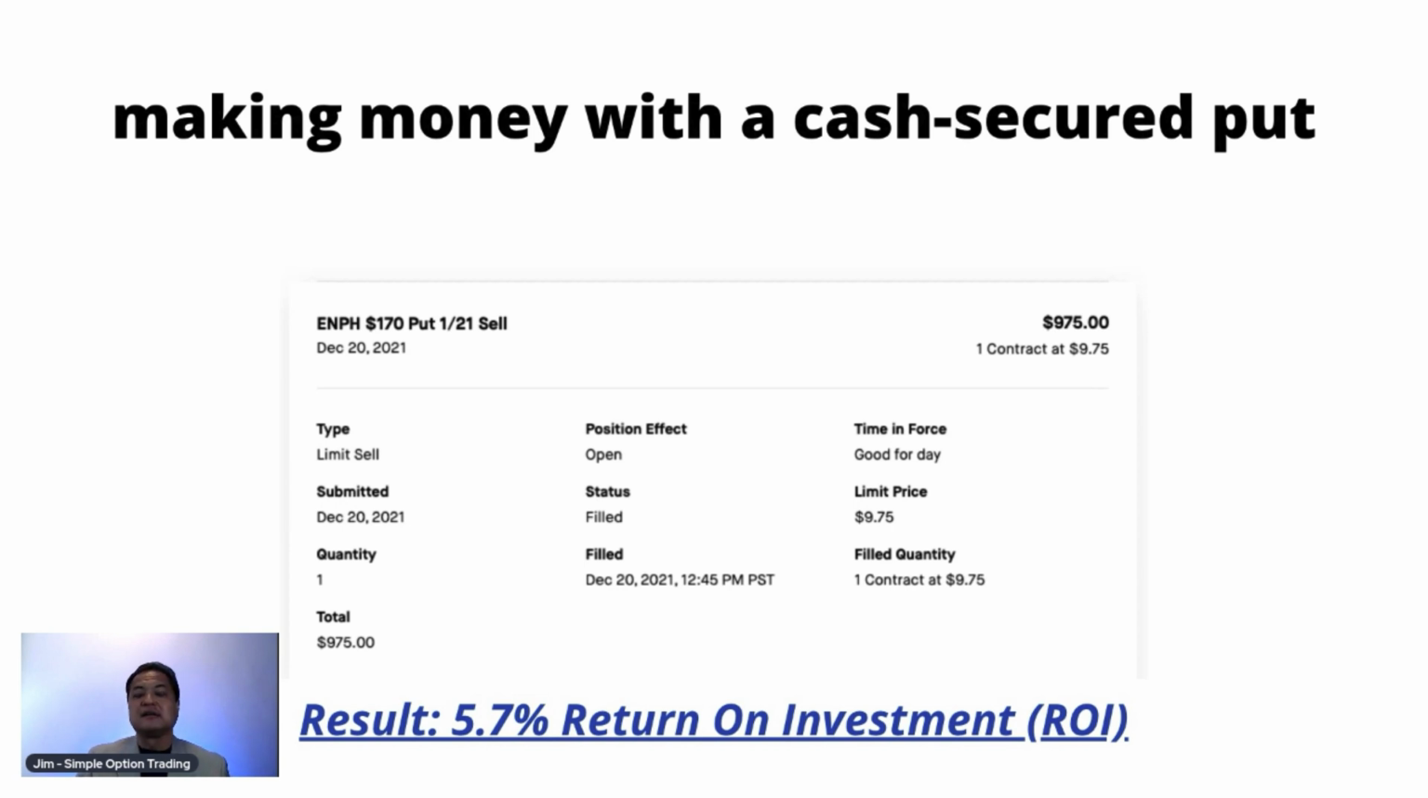And I could withdraw it and use it to make a car payment, or take my family out to dinner, or splurge and buy some clothing or whatever I want. Or I could just keep it in my account and use it for a different option trade.